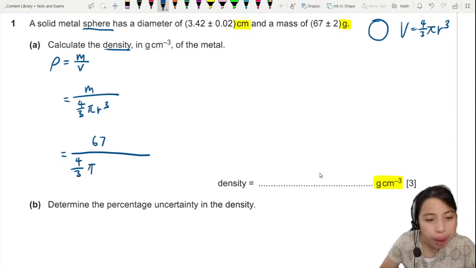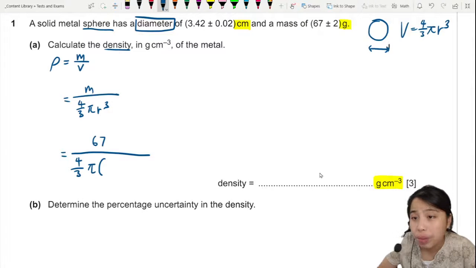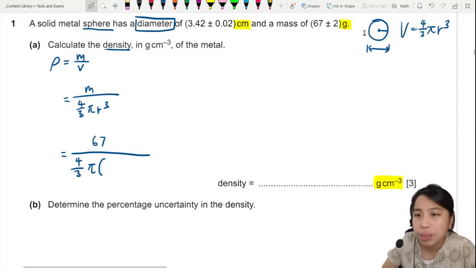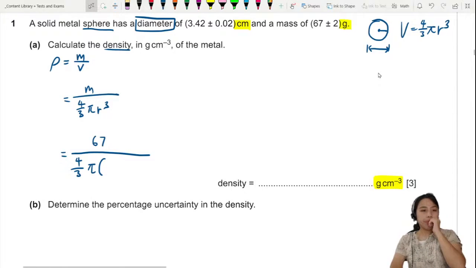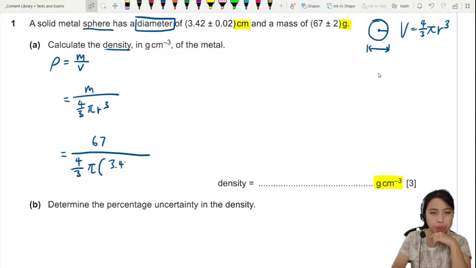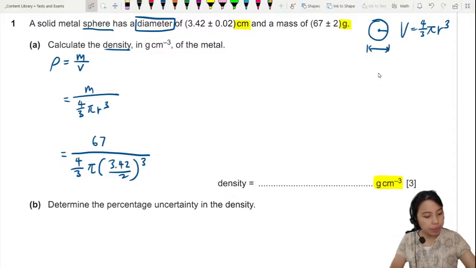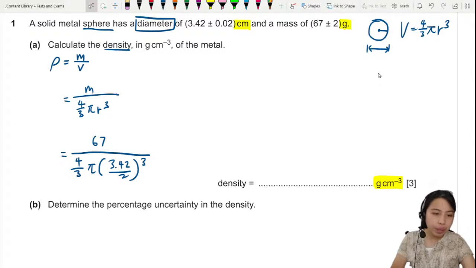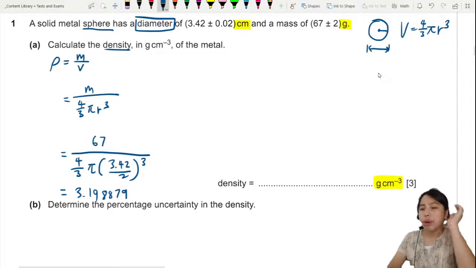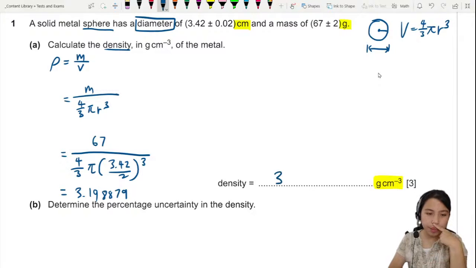So 4 over 3 pi radius. Okay, there's a trap here. This is diameter, which means the whole diameter of the circle. You only want the radius, which is that centerpiece up here. So I'm going to take 3.42 divided by 2, all in cm, don't need to convert, and then cube. If I plug in all these values, I should get roughly 3.198879. You should get something similar, but for the final answer line, you can write it to 2SF, so 3.2. Generally, 2 to 3SF is okay and acceptable.